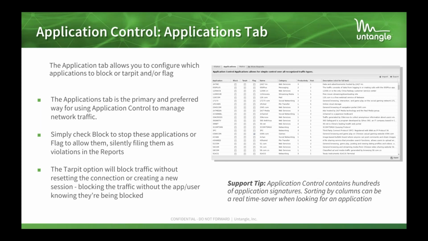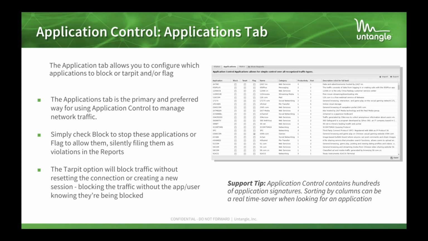Tar pitting, which we'll talk about more in depth as well, is an interesting option because it blocks traffic without really resetting that connection. So a new session isn't created. The app and the user don't really know they're being blocked, and those are really good options specifically for things like proxy apps, or if they're trying to do something nefarious like that. That's a pretty smart application. We can tar pit that instead of blocking it so it doesn't know it's being blocked. Just a quick tip, application control contains hundreds of application signatures.